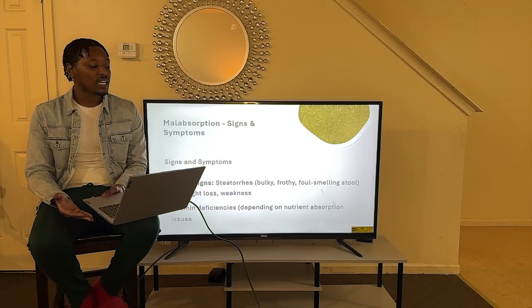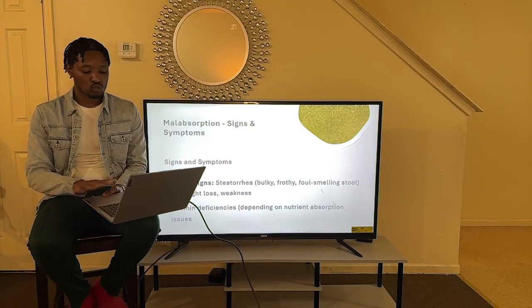Vitamin deficiencies is another sign and symptom, depending on the nutrient absorption issues.